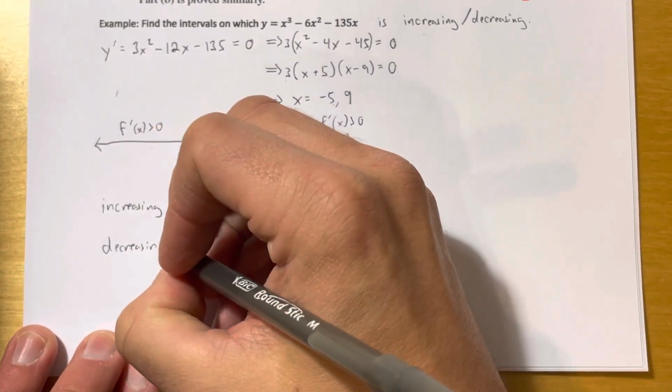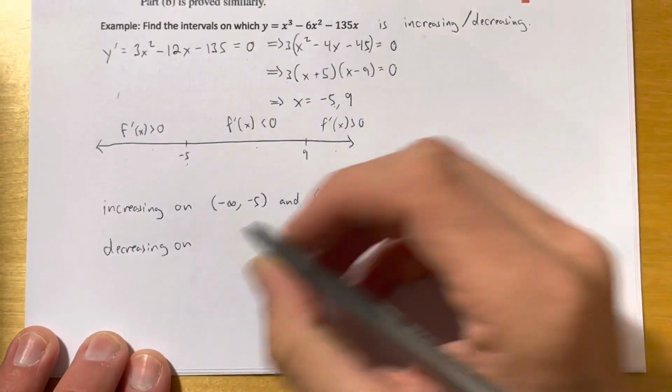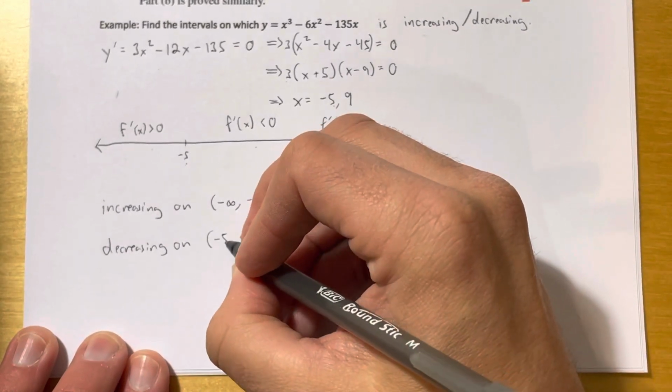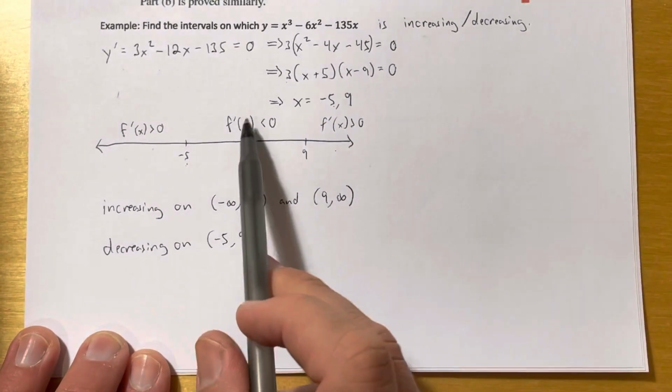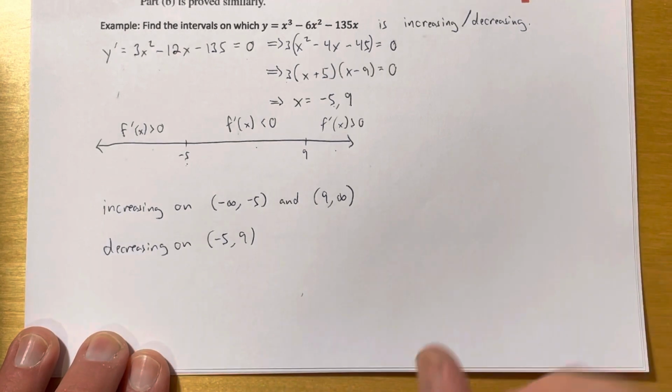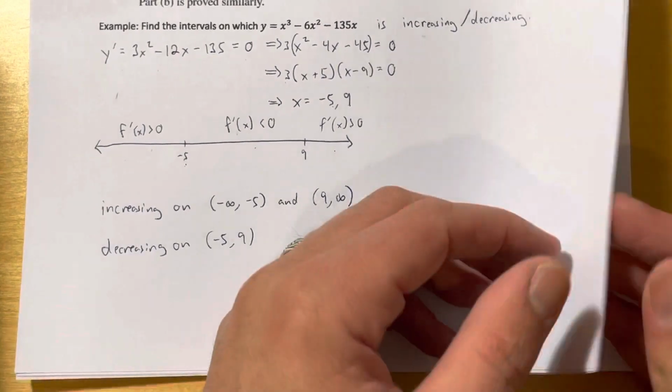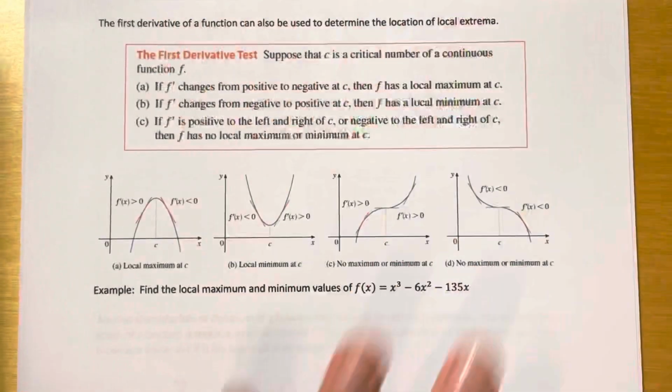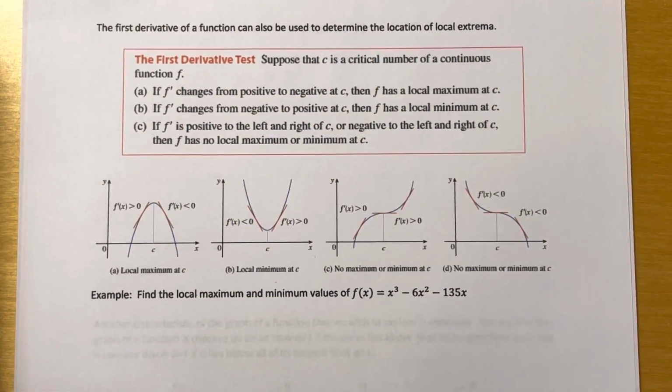We are decreasing on the interval negative 5 to 9 because that's where my derivative is negative. Okay, so that's how I'm going to use that increasing decreasing test. All right, now this concept leads to something very, very useful. It leads to a test or a technique, one of two that we're going to talk about, for finding local extrema, local maximum and local minimum values.